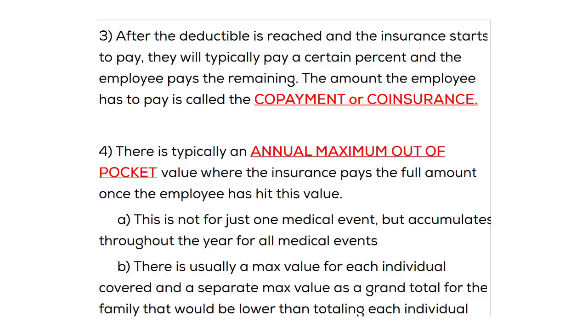Now, there's typically an annual maximum out of pocket. They call that MOOP, M-O-O-P, maximum out of pocket for the year. So if something catastrophic happens, there is a point at which you do not have to pay anymore. It's not that you continue to pay your percent. You've hit your maximum out of pocket, and the insurance will cover everything from there on. And again, this is accumulating throughout 1 year for all the medical events that occur to you, and then it starts all over at the end of that year. Okay, let's keep going.